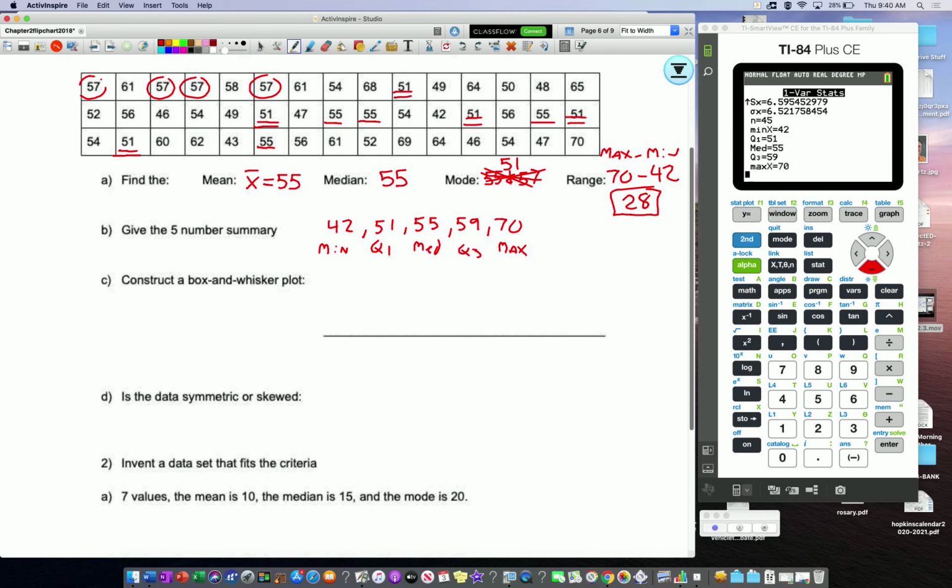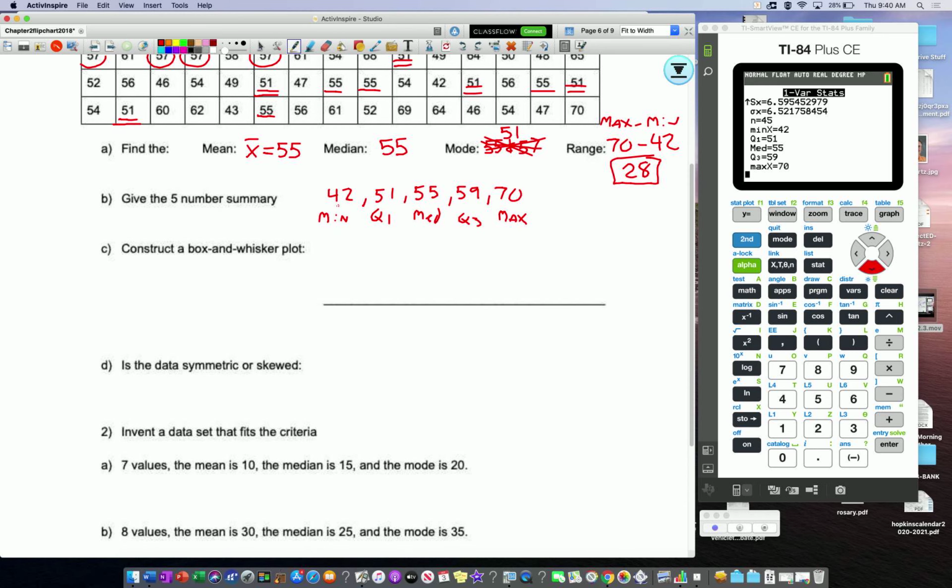All right, so now let's do a box plot. Since it goes from 42 to 70, I'm thinking I'm going to start here at 40, count by 5s, up to 70. 60, 65, and 70. All right, so I like to start with the middle, 51 to 59. Got a box. My median is 55. It's actually right in the middle. Go down to 42. Go up to 70.